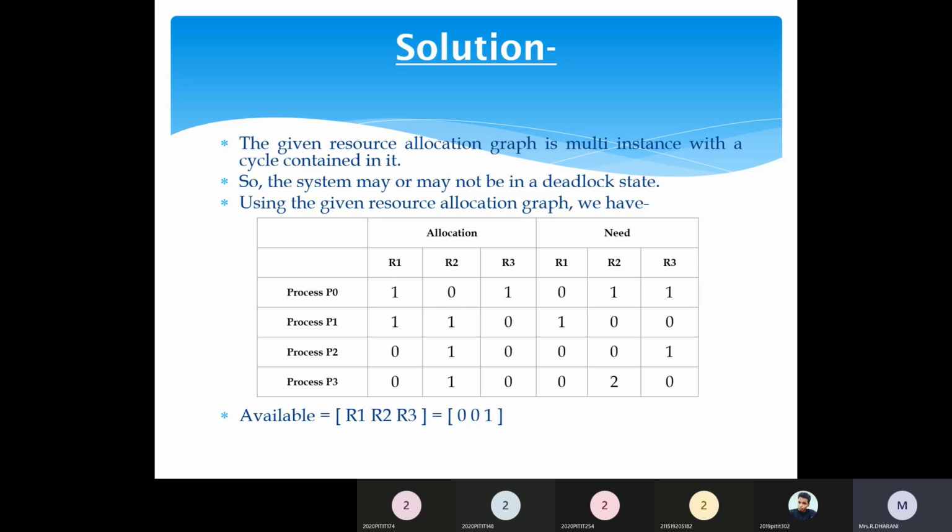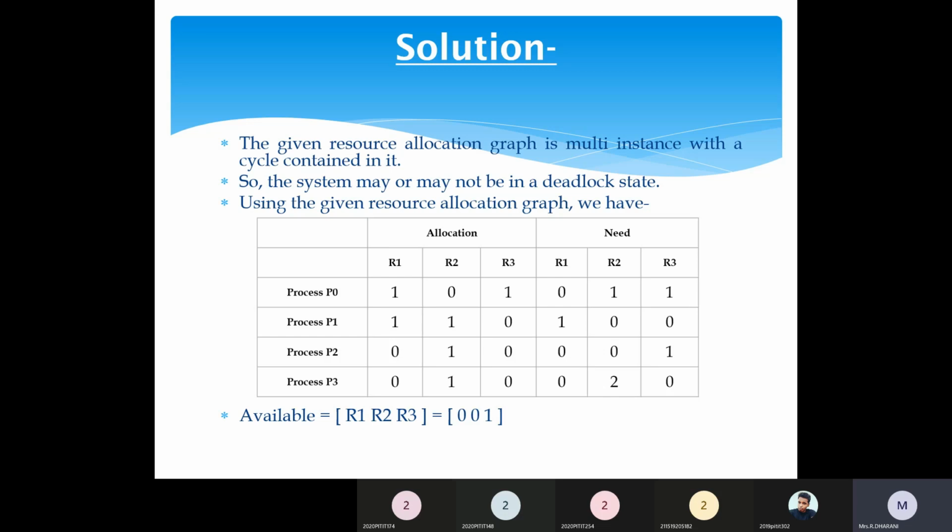Okay, so let us check the availability of R1, R2 and R3. The total availability of the three resources is 0 0 1. Resource R1 is 0 because all the allocation has already been given, and for R2 there are no resources free, but in R3 we have one more resource.